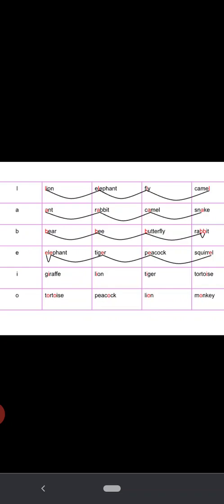So I in giraffe to I in lion. I in lion to I in tiger. I in tiger to I in tortoise. The next letter which is given is O. So let us join O. First we'll have to spot the letter O in tortoise, peacock, lion and monkey. And let us join it now.